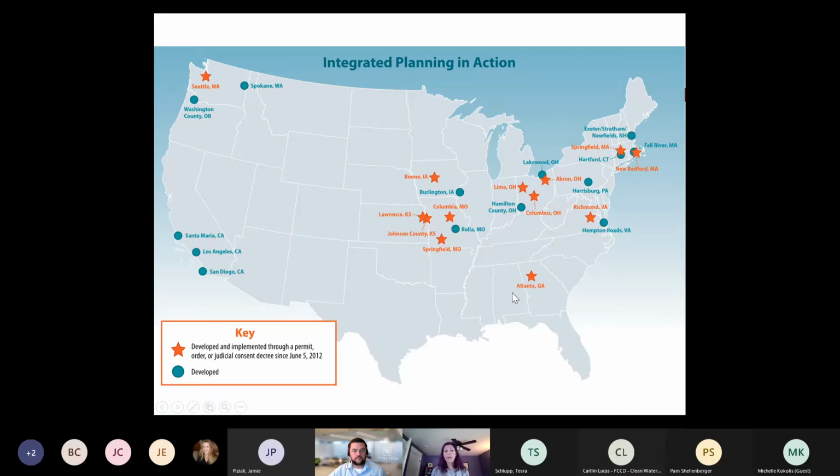So the municipalities with orange stars are the ones that have done an integrated plan, and they have put part of their integrated plan, or their integrated plan is referenced in a permit, an NPDES permit. It could be an MS4 permit, it could be a combined sewer system permit or a wastewater treatment facility permit, or an integrated permit, which I'm going to talk about next with Richmond. Some of them have been incorporated in a consent decree or consent order or an administrative order. And so the integrated plan can be used to meet Clean Water Act obligations and be incorporated into a permit, consent decree, or other enforceable mechanism.